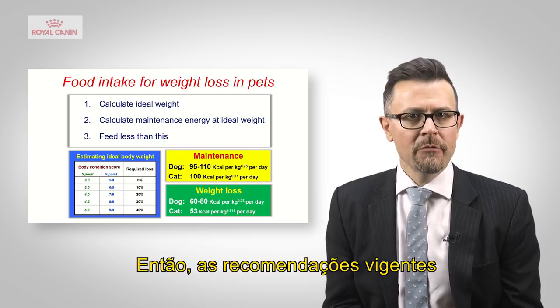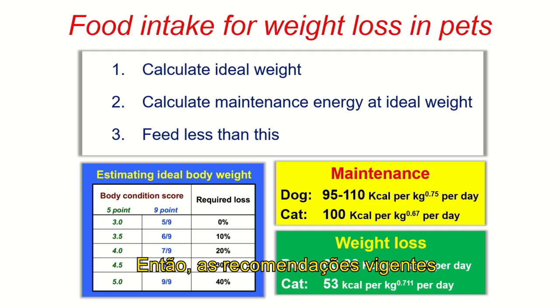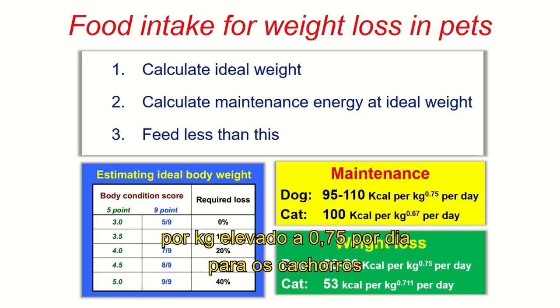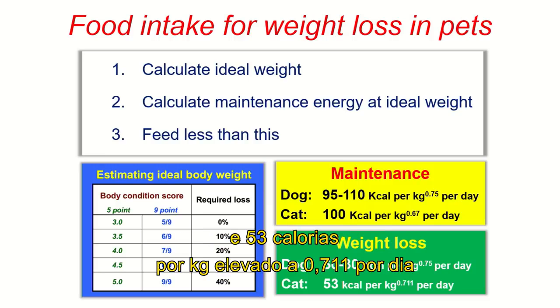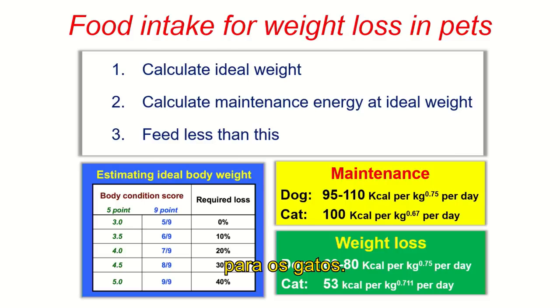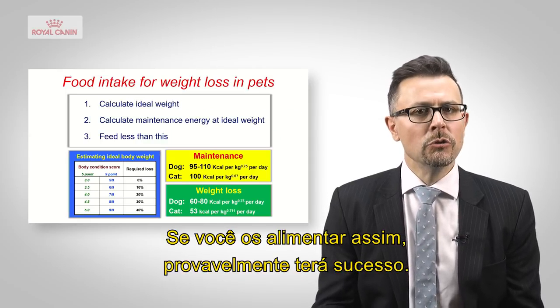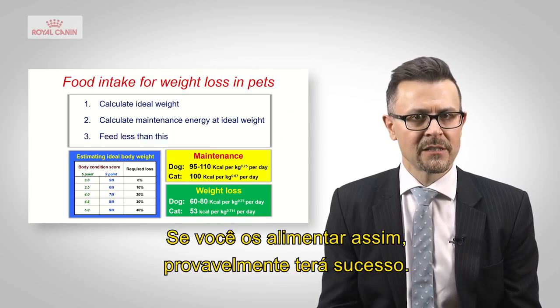So the current recommendations would be to calculate somewhere between 60 and 80 calories per kilogram to the 0.75 per day for a dog, and 53 calories per kilogram to the 0.711 per day for cat. If you feed those, you should achieve success.